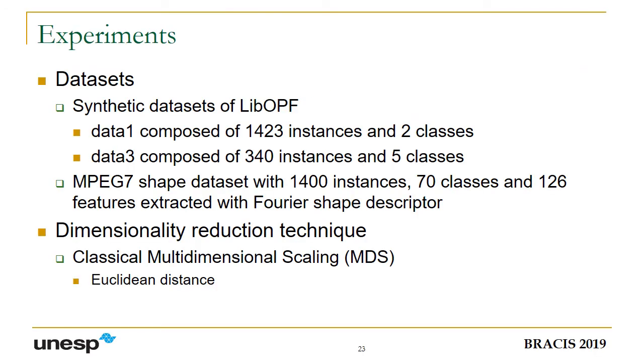Some experiments we're going to show the usefulness of our approach. Here we use the datasets available in libopf, a dataset with 2 classes, and another dataset with 5 classes, and MPEG-7 dataset. For dimensionality reduction, we use the classical multidimensional scaling to preserve as much as possible the high dimensional space, and we use the Euclidean distance for the dimensionality reduction, because we also use the Euclidean distance to compute the distance to OPF classifier.